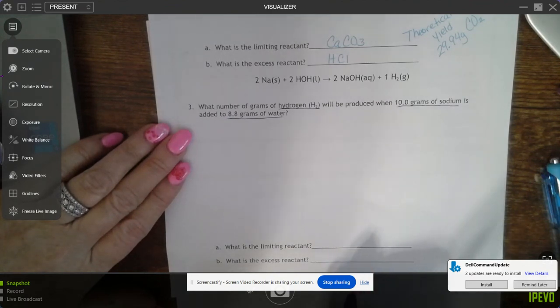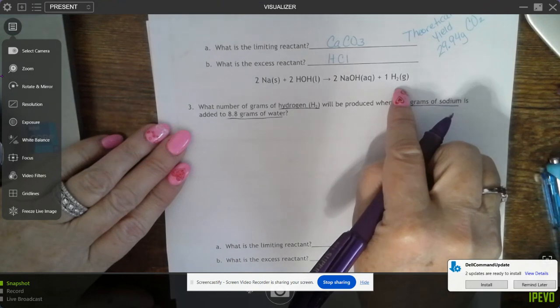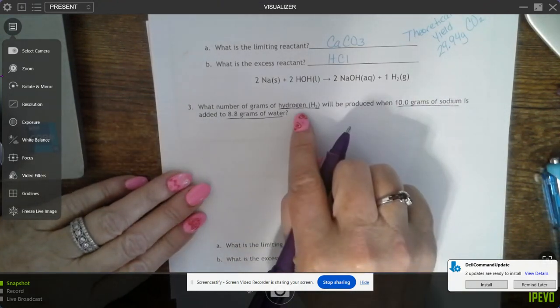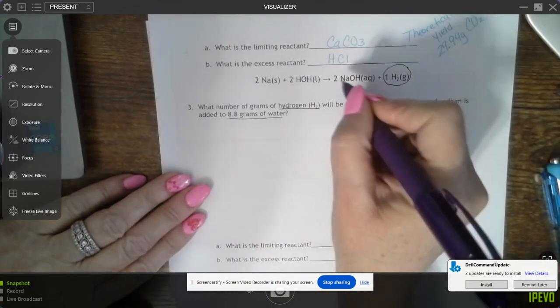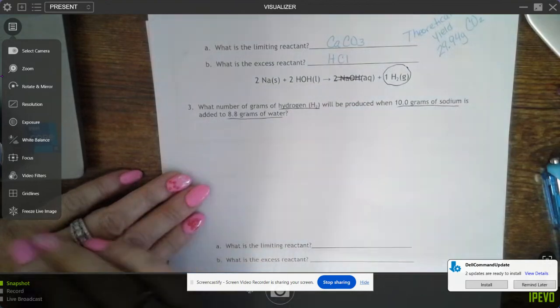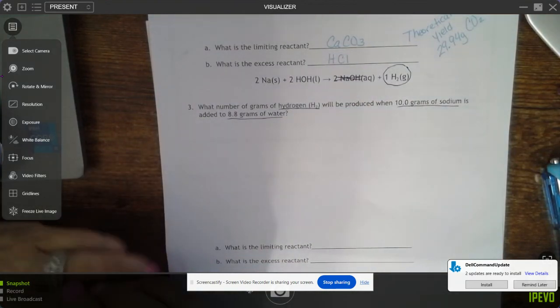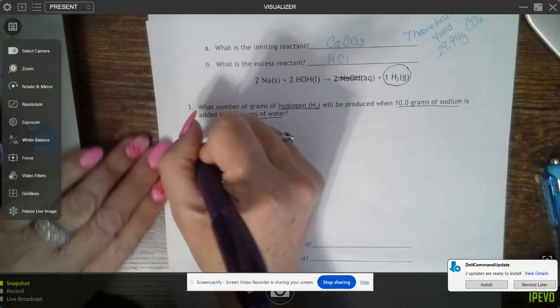Now it's important to look at this equation because we have 2 products. We want to make sure we're calculating the right product. In this case, it's H2, so I'm looking for that. I'm going to ignore sodium hydroxide. You just want to make sure you read your problem so you know what you're looking for. So let's start with 10 grams of sodium.